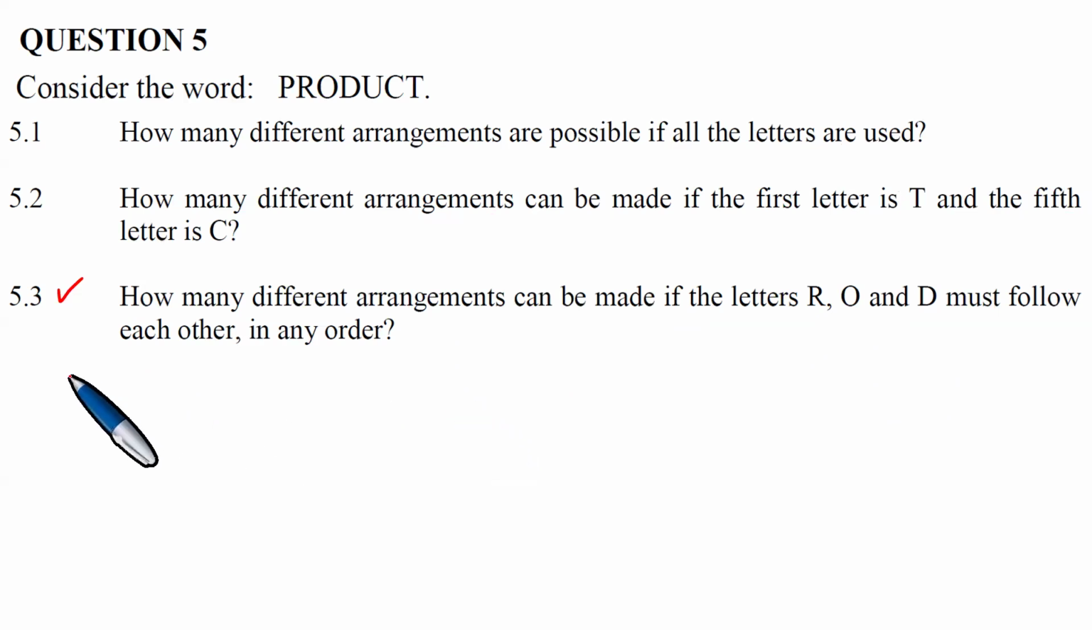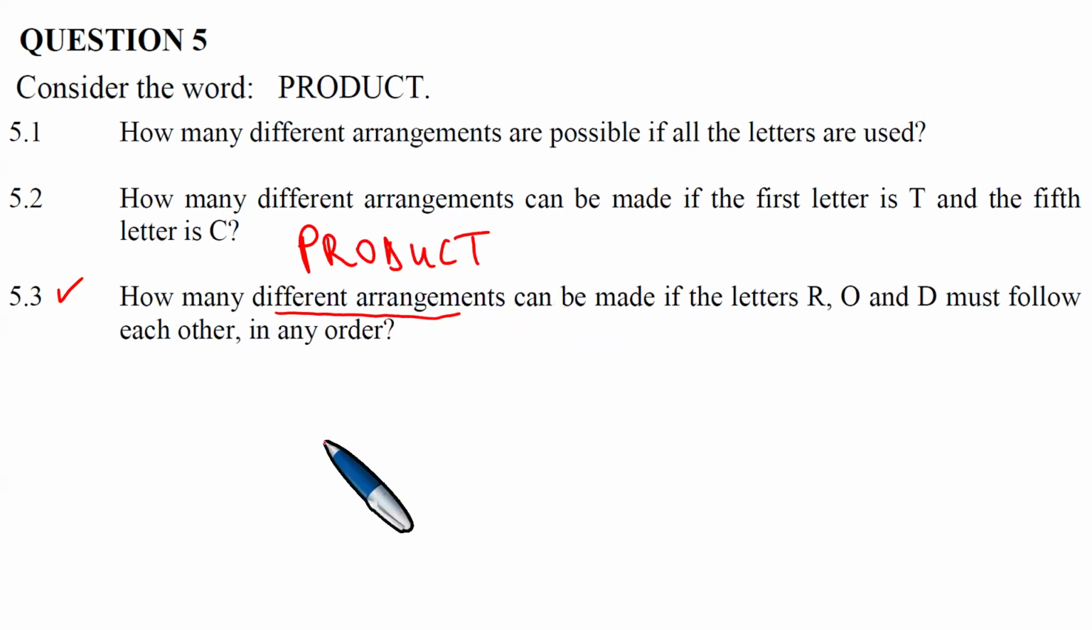Okay, let's do this together. So in other words, we're looking for the number of different arrangements that can be made if the letters R, O, and D must follow each other in any order. Okay, I want us to take this into account. So we're looking at the word product, but we're singling out some letters. We are taking out R, O and D, which must follow each other in any order.